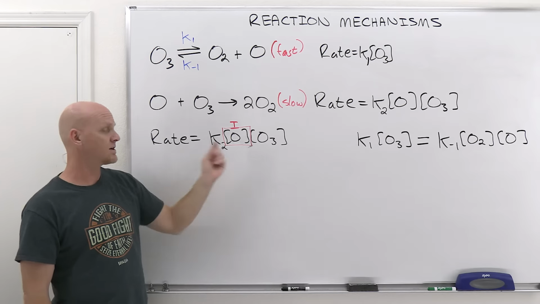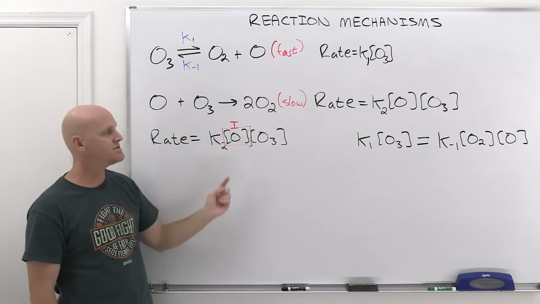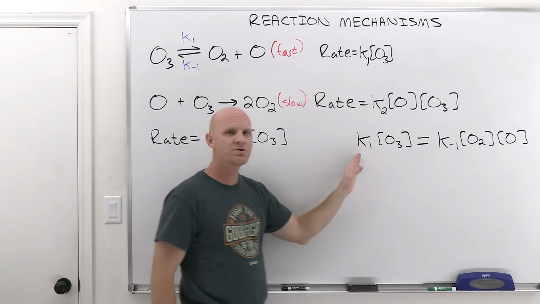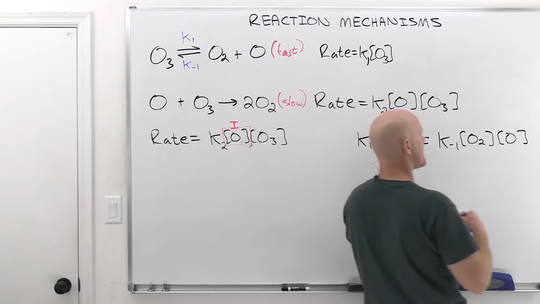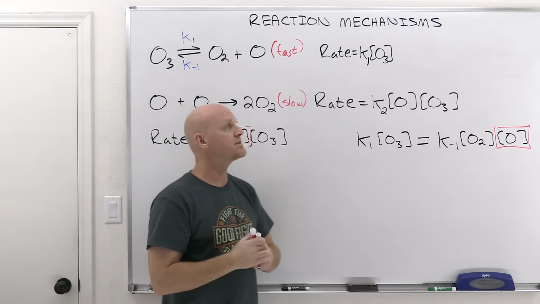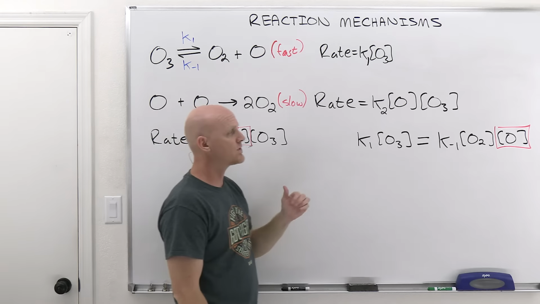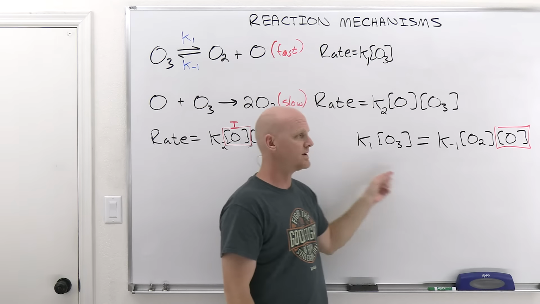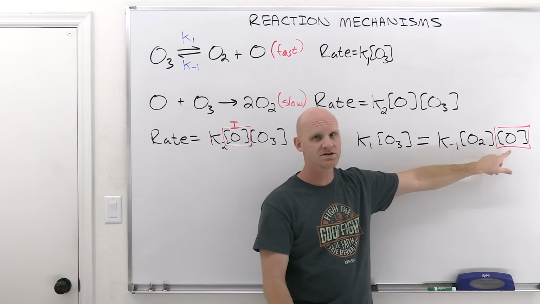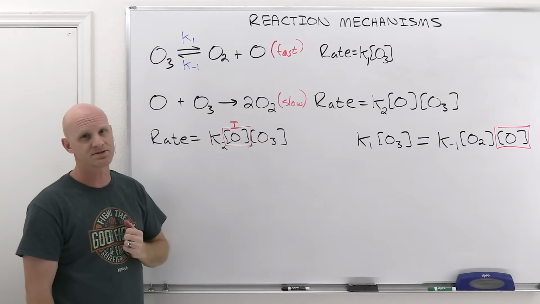So the K2 is good to go, the O3 is good to go, but we need to find some sort of equivalent expression for our intermediate. Well, we just wrote an equation that has that intermediate's concentration in it from the first step reaching some sort of rapid equilibrium because it's the fast one. And so what we're going to do is rearrange this equality here to solve for the concentration of O, and then substitute it right back into our slow step's rate law.